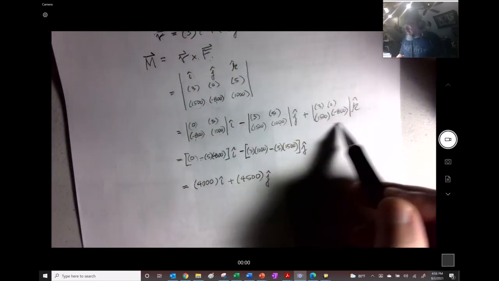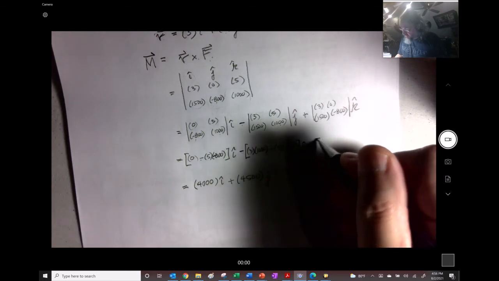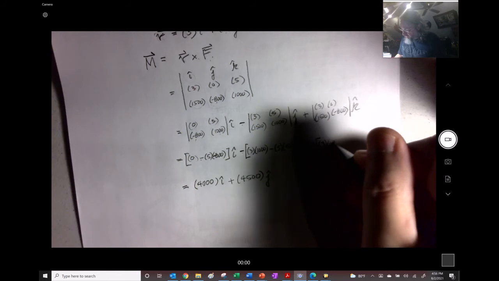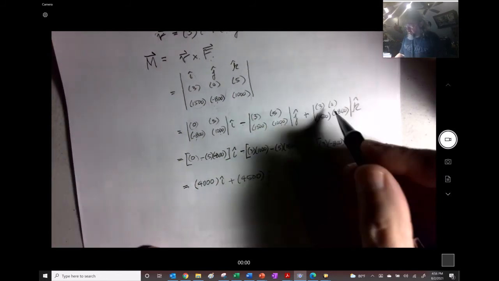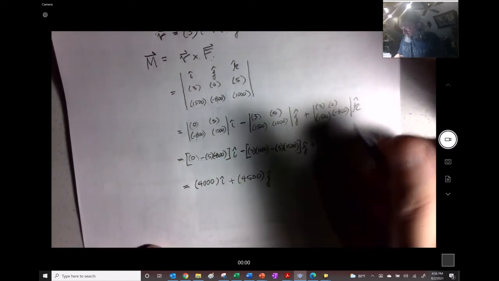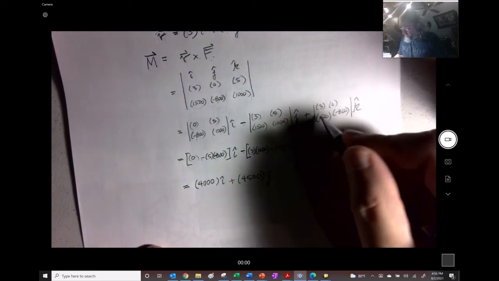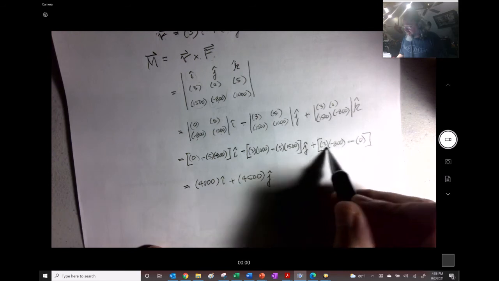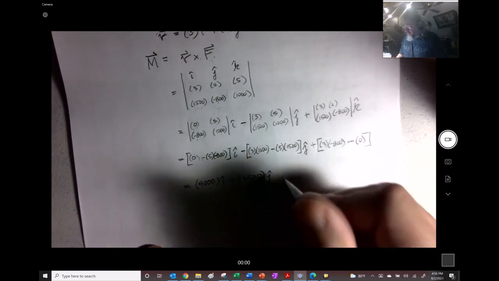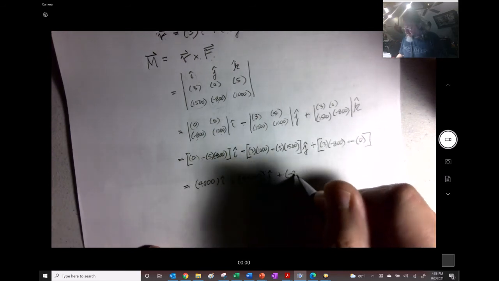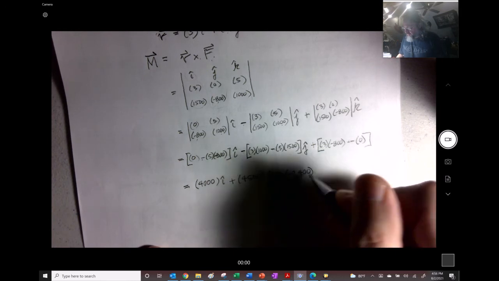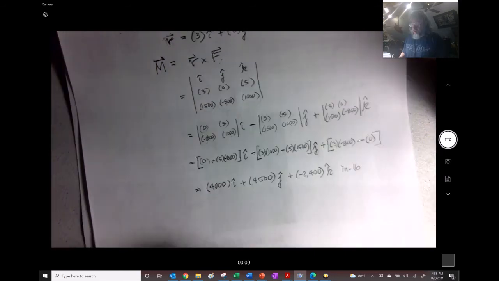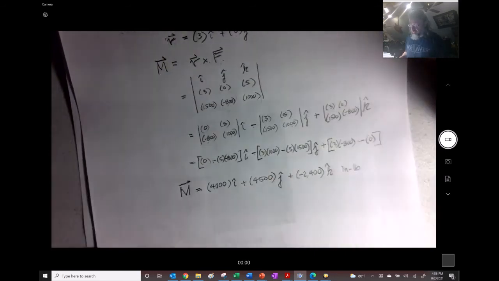And then lastly, we do this guy. So we use plus, and we go 3 times negative 800 minus 0 times 1,500. We don't need to write that out. So this becomes a negative 2,400. So plus negative 2,400, and that's K, and these units are inch pounds. So that's the answer right there.